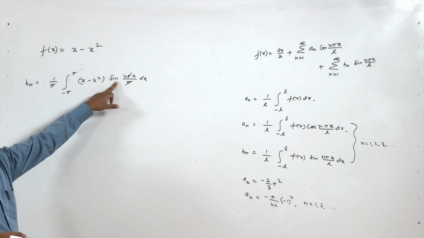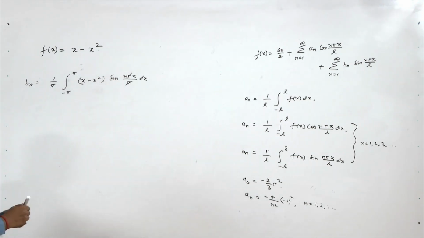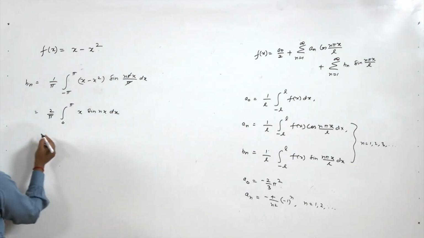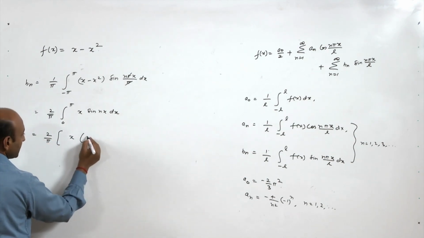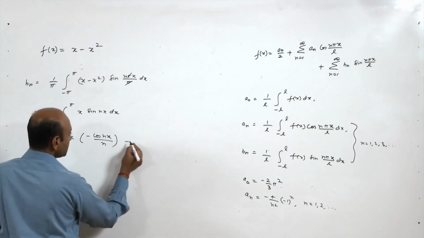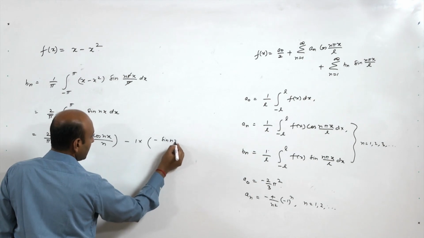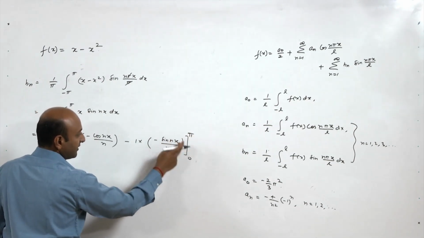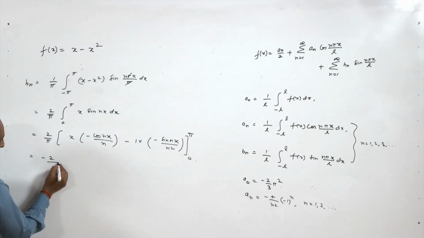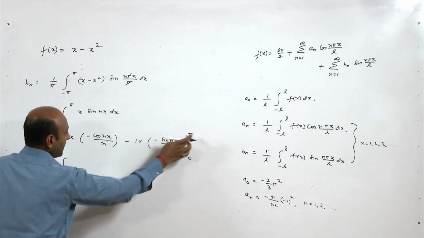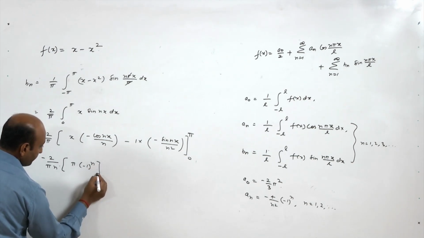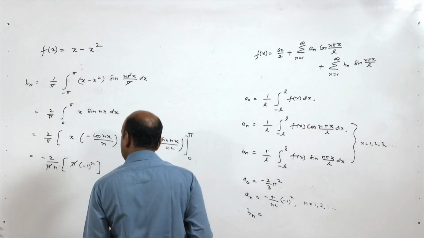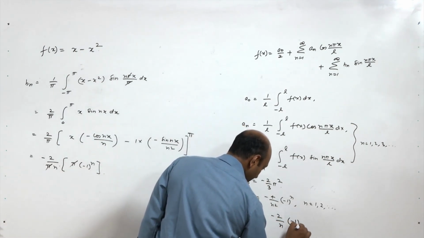Now, x times this is an even function and this is an odd function. This will be 0 and we are left with only 2 upon pi integral 0 to pi x sin nx dx. Now, again integration by parts: first as it is, integral of second is minus cos nx upon n, minus 1 into integral of this, that is minus sin nx upon n square, from 0 to pi. Now, this will be 0 when x is pi, and when x is 0, only this will be left. So, it is minus 2 upon pi n, I am taking outside. It only exists when x is pi, so it is pi into minus 1 to the power n. Okay. Pi cancels out. Bn is nothing but minus 2 by n into minus 1 to the power n.